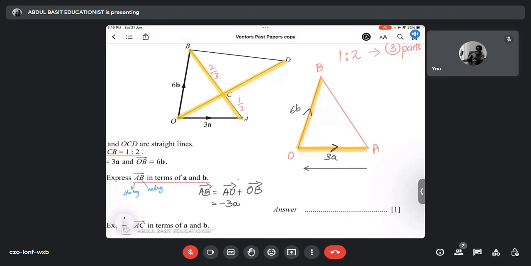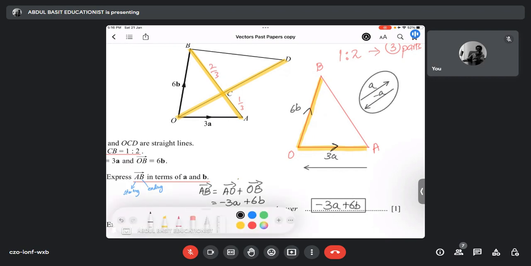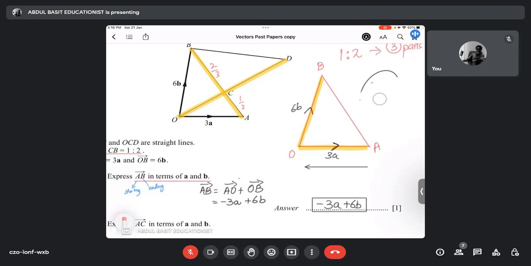Yes sir. From O to B we are going in the same direction, so that is the reason it is 6B. So the answer is -3A plus 6B. Sir, you wrote -3A because it is going left, right? Yes, we are going in the opposite direction. Look, going from here to here it is A, but when we come in reverse it is -A. A vector is equal in magnitude but negative, and the direction changes. Is this clear? Yes sir.